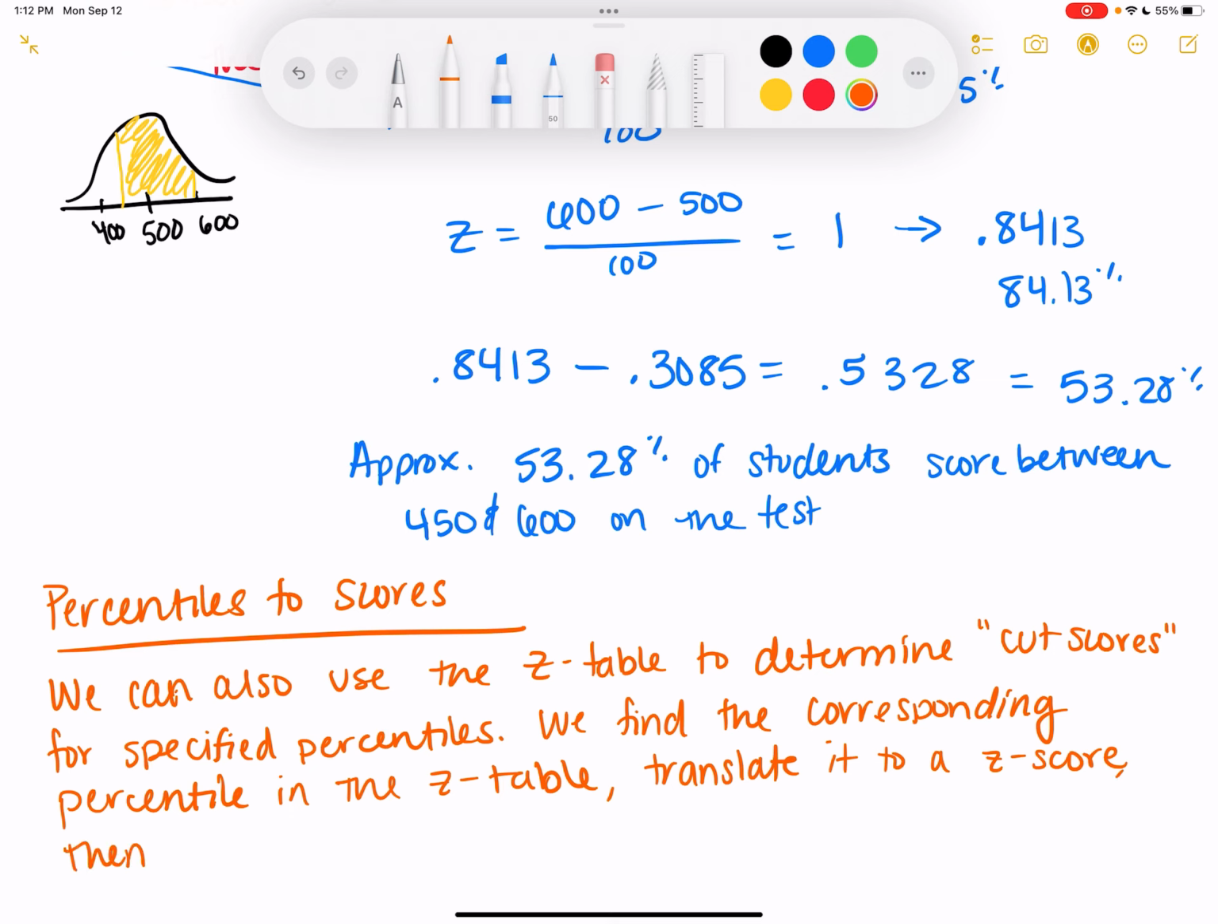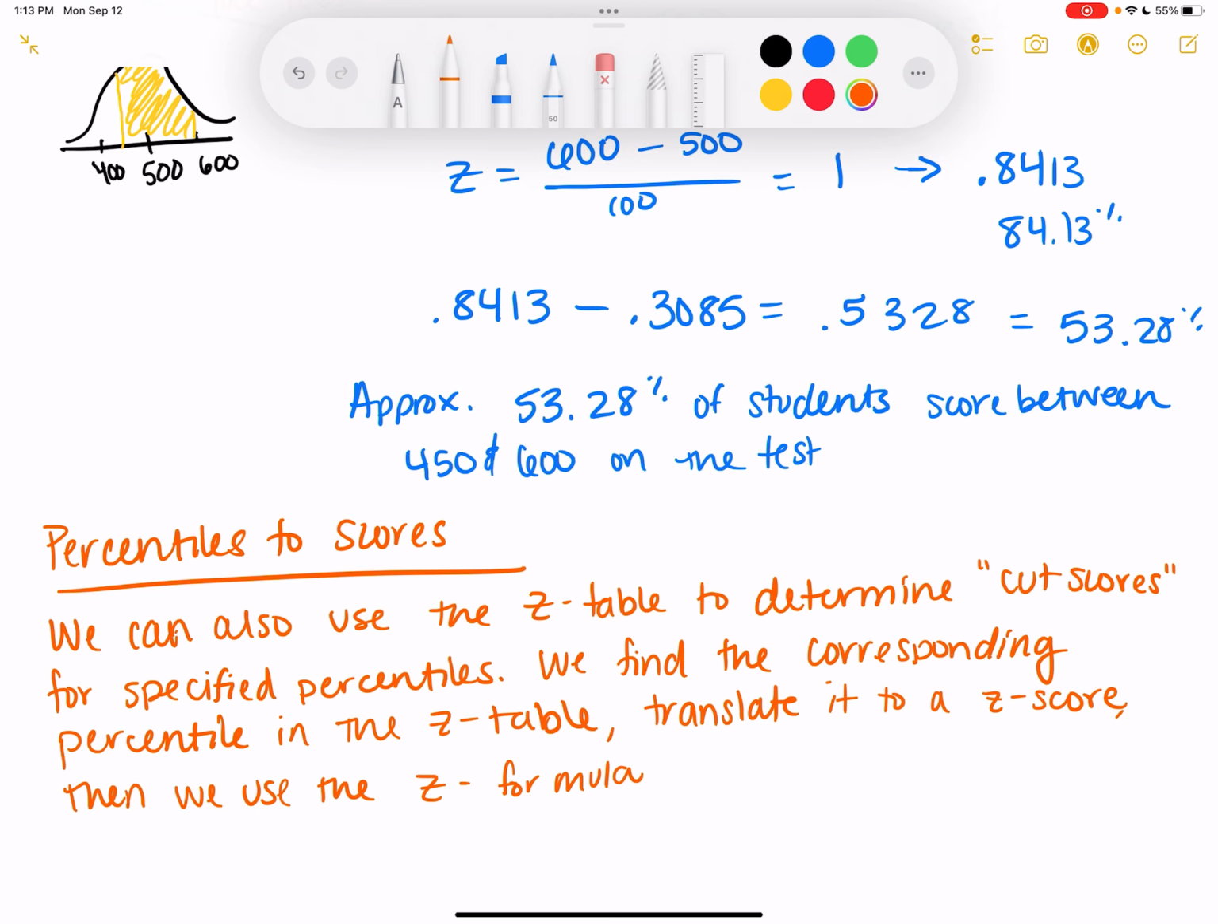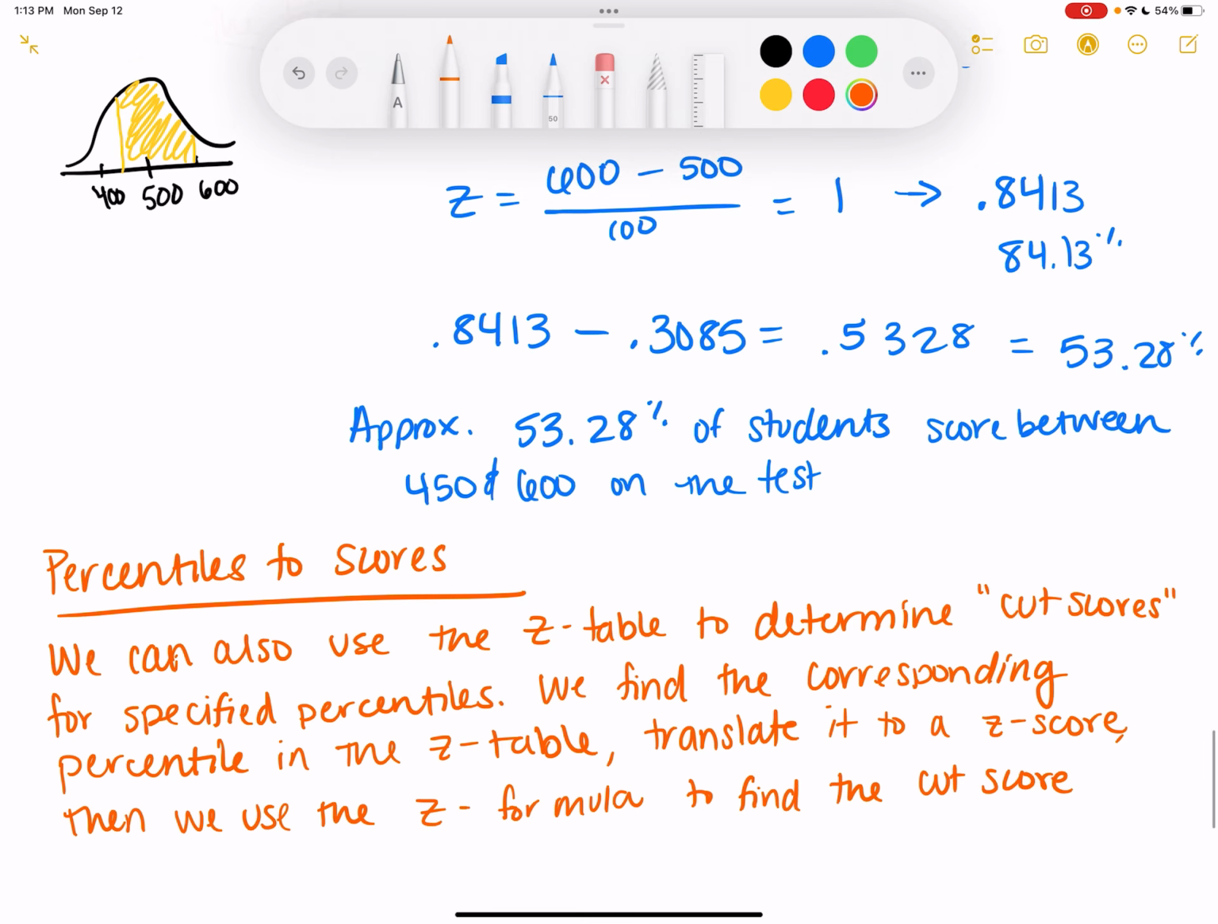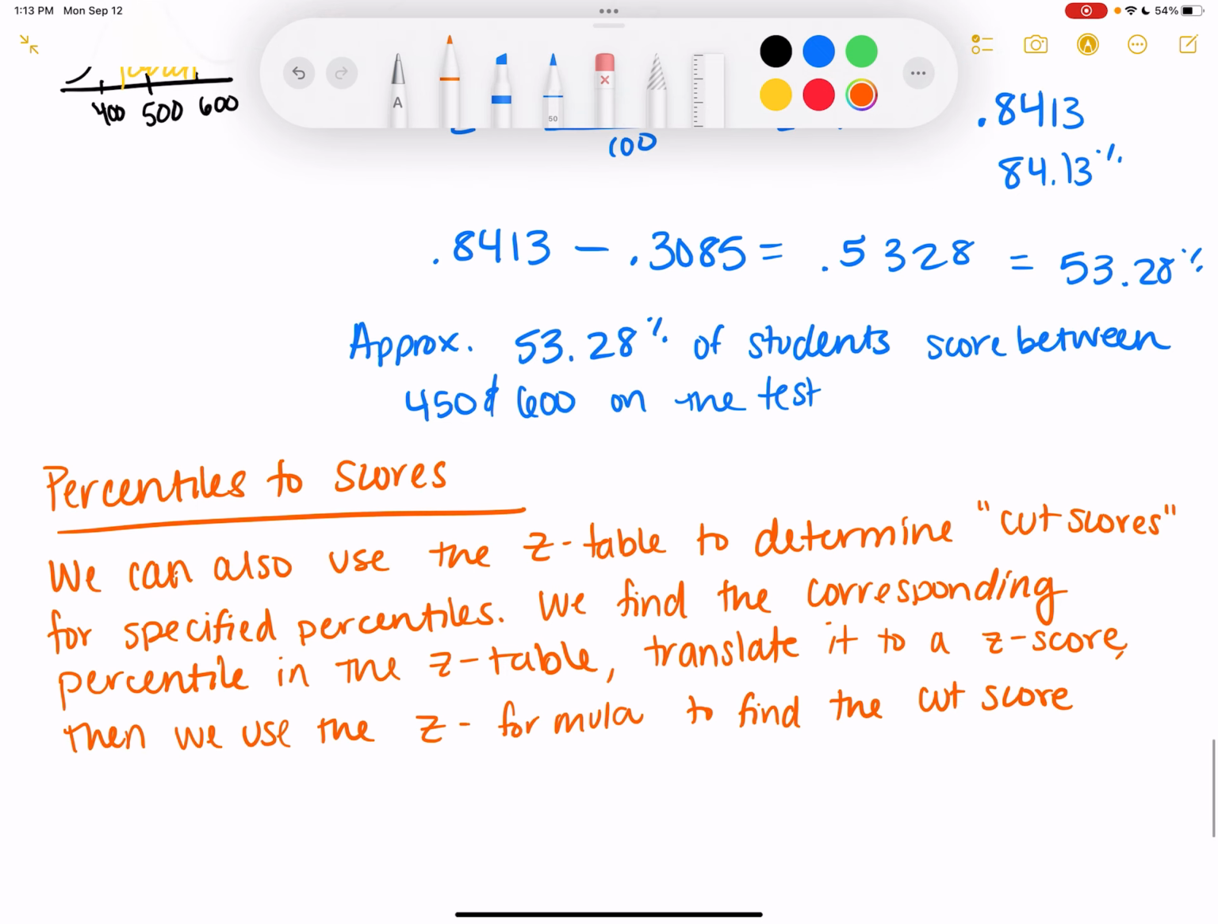then we use the z formula. Okay, so that's just a formula that we've been using, but we use it in reverse basically to find the cut score. So in the formula that we wrote, like with the variables that we wrote, you'd be finding y. So in like the previous example, you'd be finding the value of 600. So again, the z formula is z equals y minus mu over sigma.